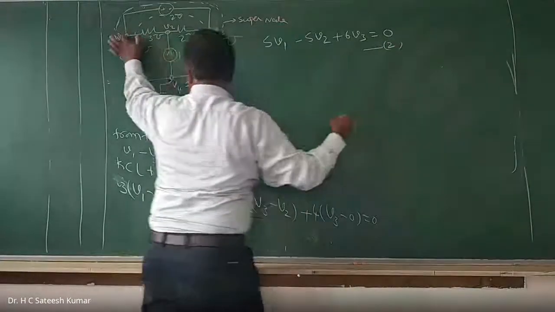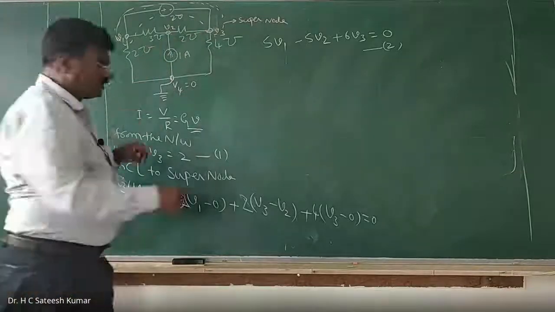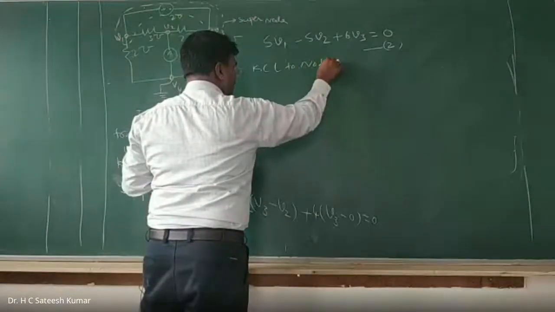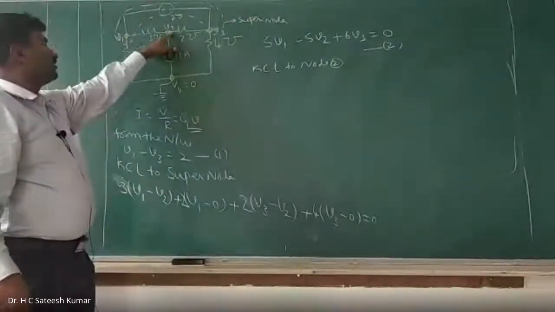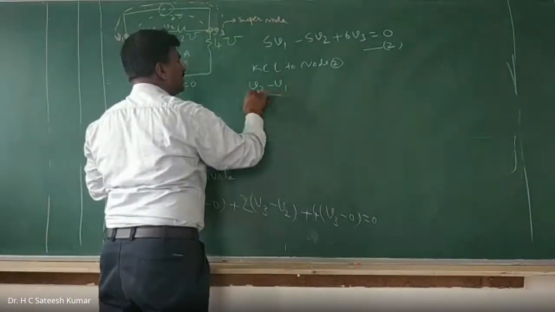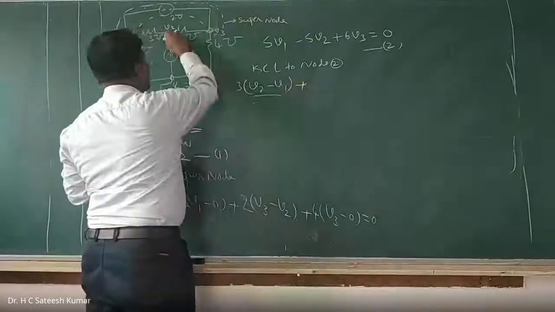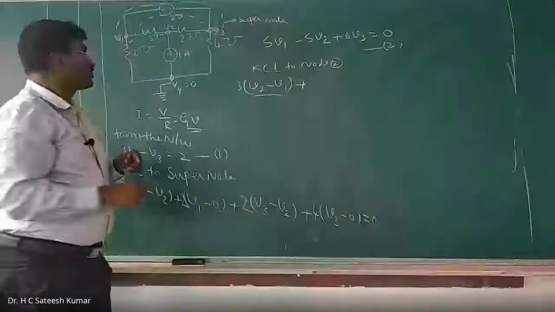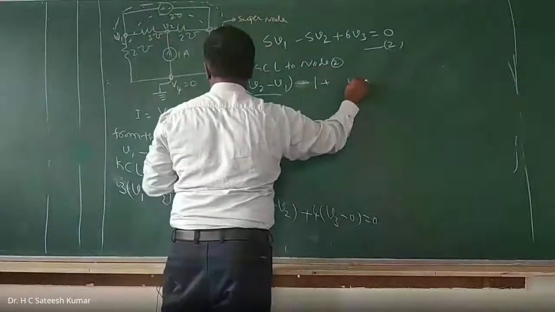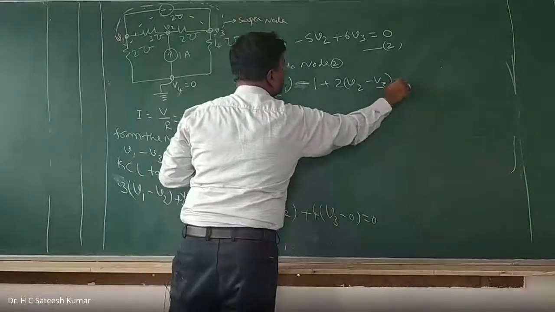These two combined together became a supernode. Now we apply KCL to node 2. What do we have? V2 minus V1 multiplied by 3, plus the current. The current should leave, but it is entering. Therefore, what should we write? Minus 1. Next, plus V2 minus V3 multiplied by 2 is equal to 0.